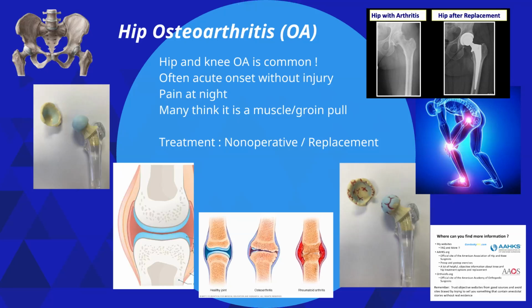It's very common for people to think that they have a muscle or groin pull when they have hip arthritis, because it can feel like a deep groin ache, and they think that they probably pulled a groin muscle or something like that. But when we get an x-ray and it shows severe arthritis, then that's almost always the answer when it looks like that.